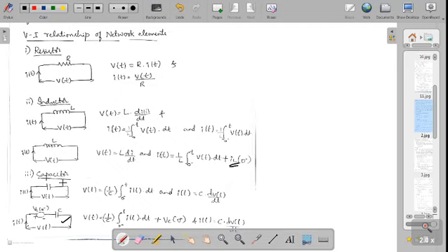Next, the equation for the capacitor is given here. If it has a past history, that is, if it is carrying voltage before it is placed into the circuit, we need to add that voltage, that is Vc of 0 minus.